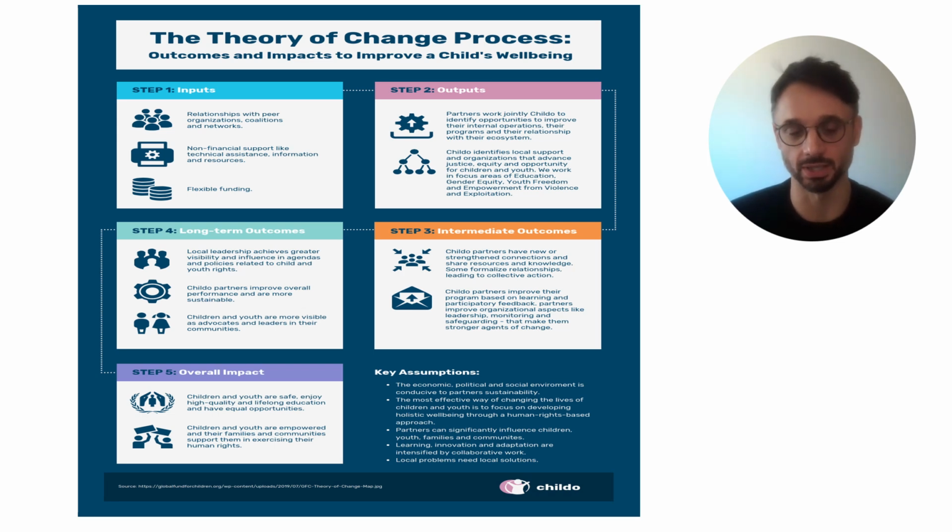The second step is the output. They then split their outcomes into intermediate and long term, as their accountability lab did before, and then they finish with their overall impact. Importantly, they've listed the assumptions that need to hold true about the systems and context that they're working in.